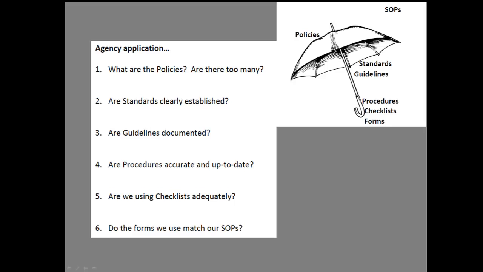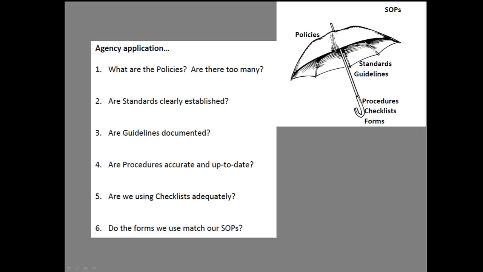Are we using checklists? Do we have enough checklists? Where are our checklists? And what procedures do they support? And then do our forms actually match our checklists and our procedures? And so this will take some time for you as an agency to go through and understand. And one of the things you'll discover is that you have a lot of policies that need to be rewritten as procedures or standards. Remember, there should be a limited number of policies. They highlight the high-level stuff. Human resources policy. A hiring policy, no, because that's part of human resources.